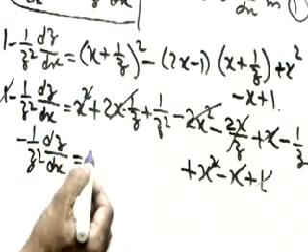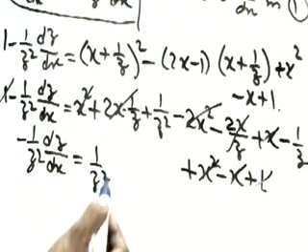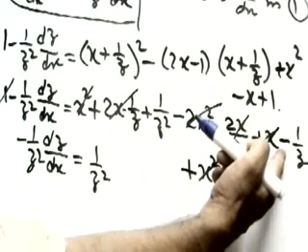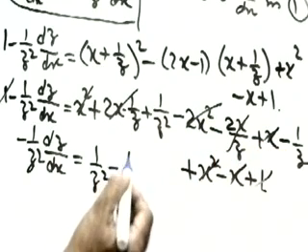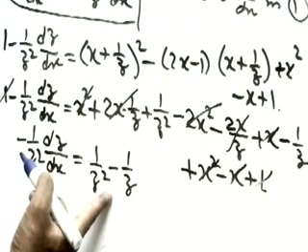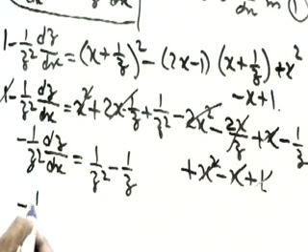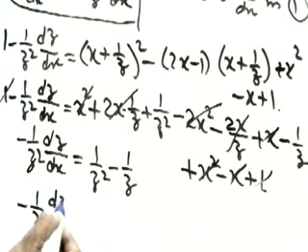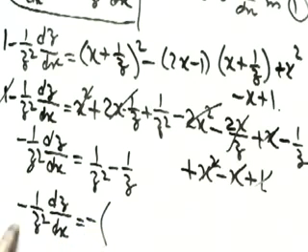Now what are the left terms? You see here, this all gets cancelled. What is left here? 1 by z square, then minus 1 by z. Now the remaining terms all get cancelled. Now let me take LCM here. Minus 1 by z square dz by dx.